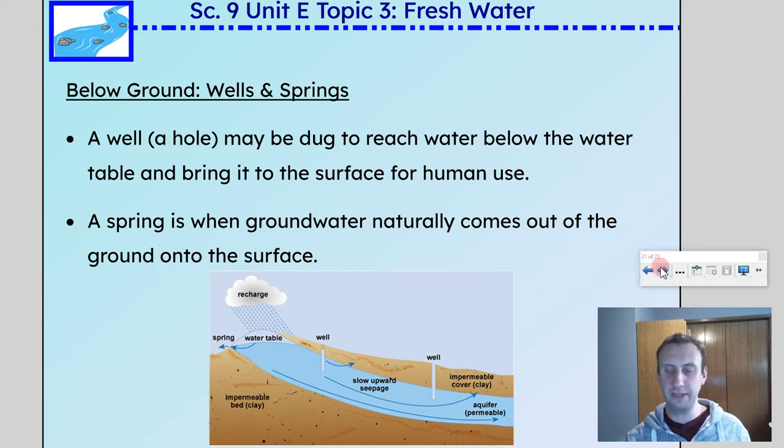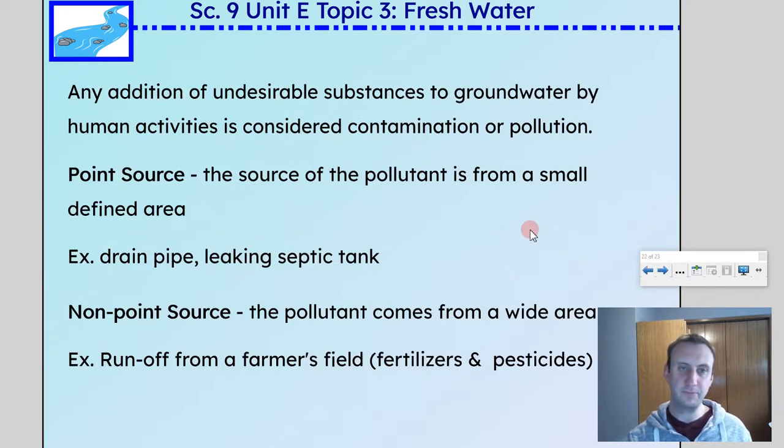So well and spring. Any addition of undesirable substances to groundwater by human activities is considered contamination or pollution. You're going to talk about this in grade 9 as well. But when we talk about pollution, we talk about two different types. We talk about point source, which means we can easily identify where it's coming from. It's normally coming from a small confined area, like a smokestack or a pipe that is releasing waste into water. And we can say, hey, there it is, there's the pollution.